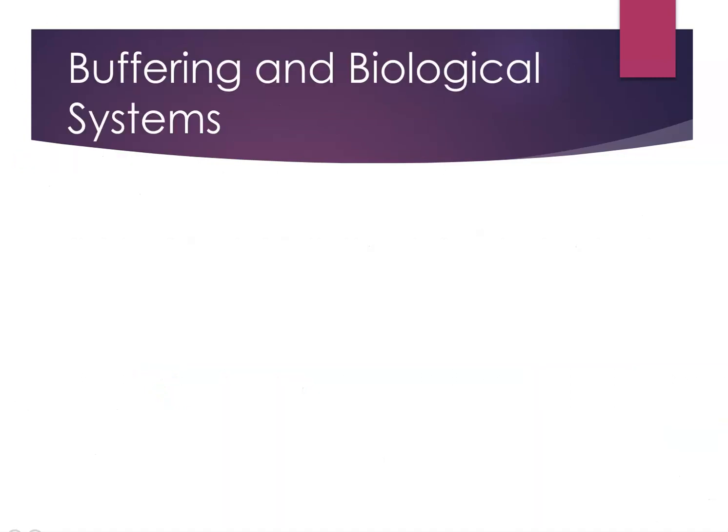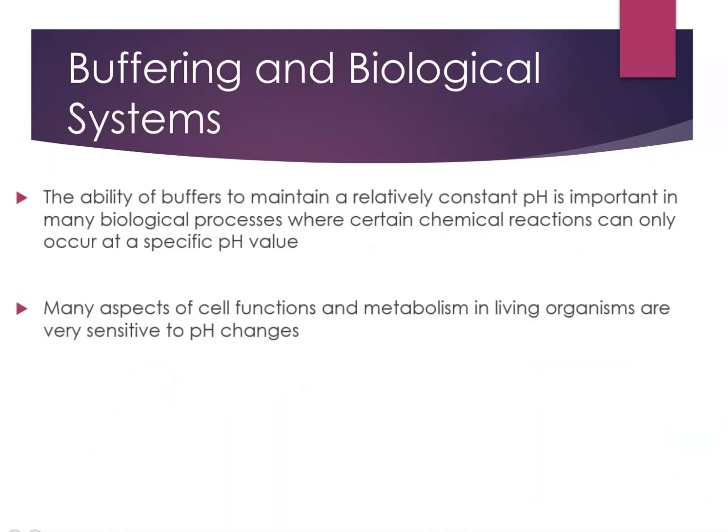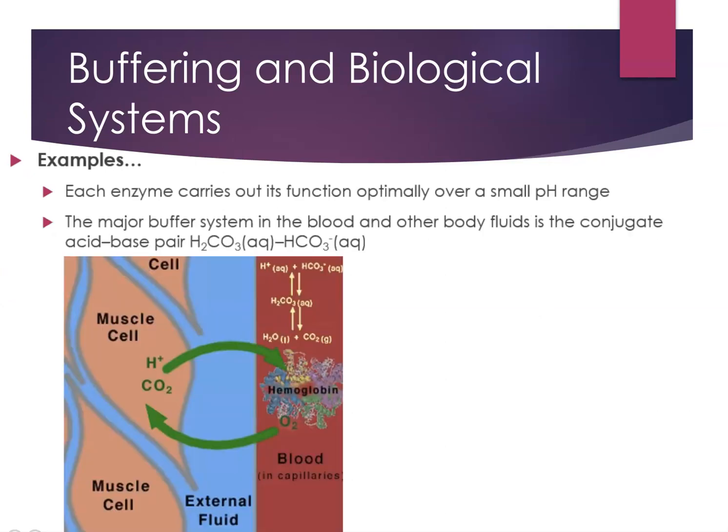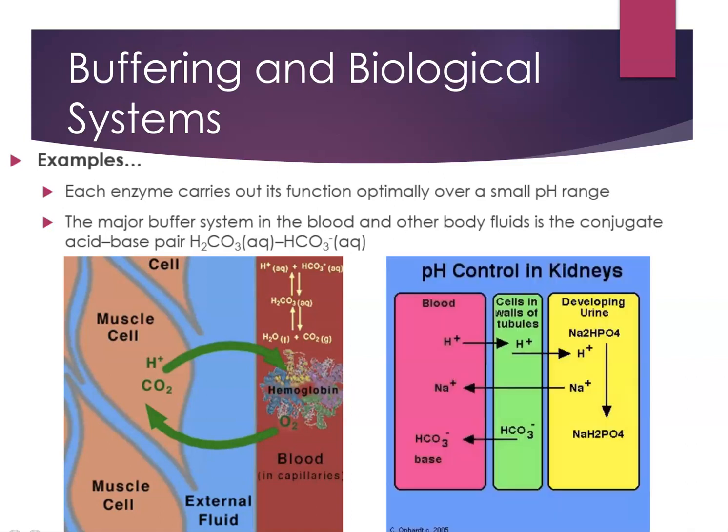Buffers are extremely important in many biological processes because certain chemical reactions can only occur at specific pH values. For example, some enzymes work most effectively at specific pH ranges. This makes buffers such as carbonic acid and hydrogen carbonate ions very important for metabolic functions.